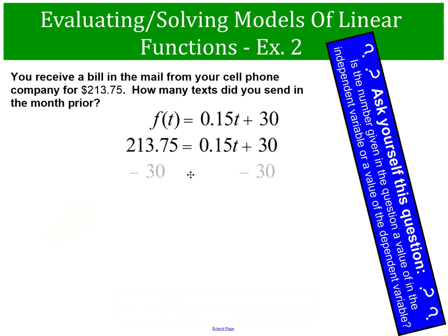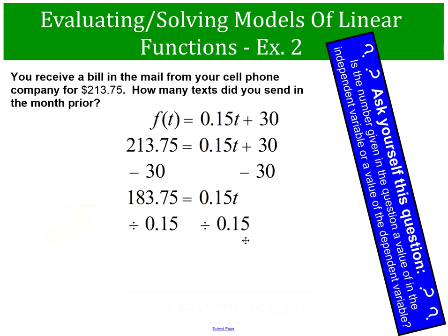So that's just subtract 30 from both sides. That eliminates this 30 on the right. You bring down the 0.15t. 213.75 minus 30 is 183.75. Divide both sides by the coefficient of t, 0.15. It's okay that it's a decimal. That's all right. You know, these still divide to 1, right? And these subtracted to 0. So these still divide to 1, and then you get your outcome.